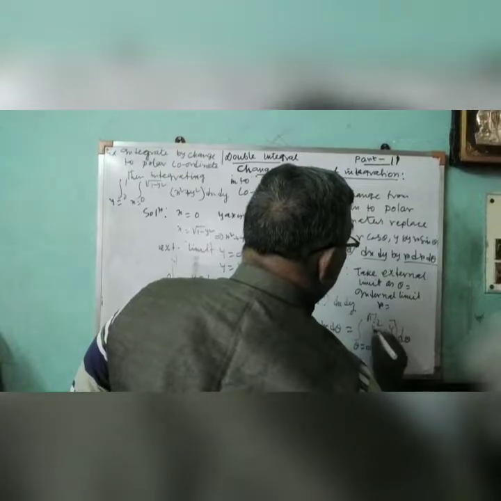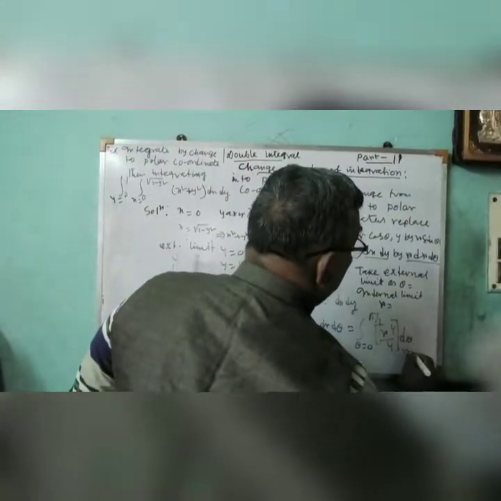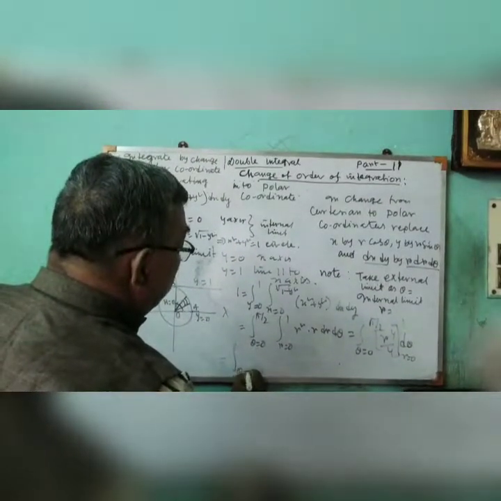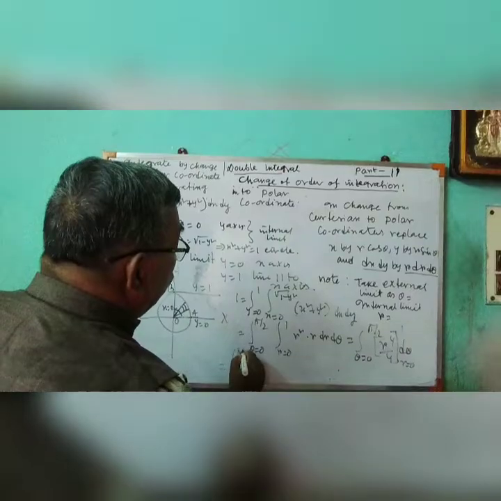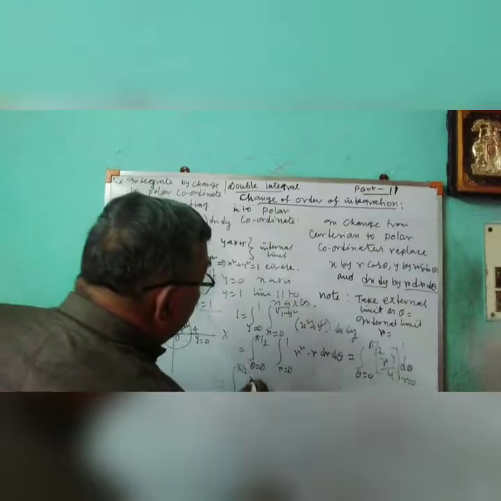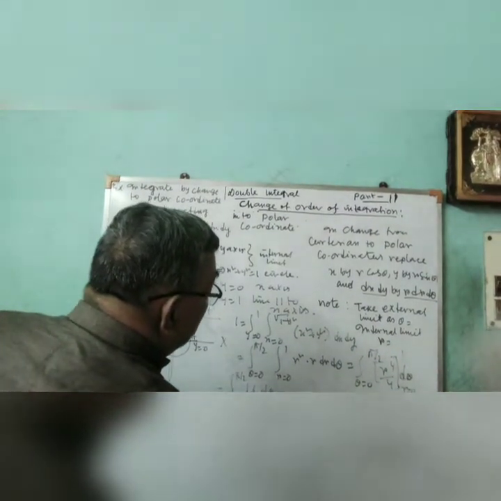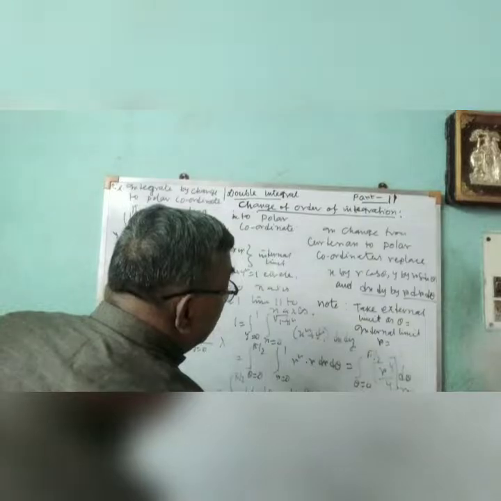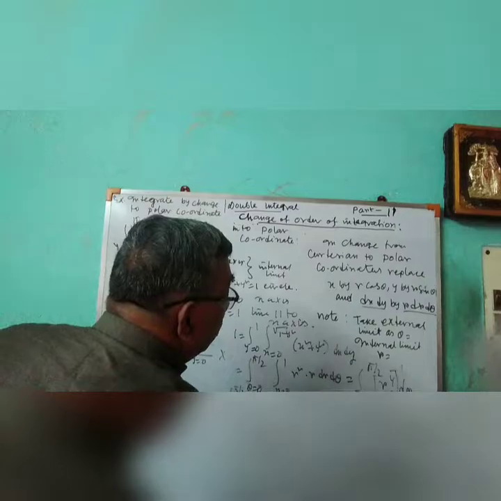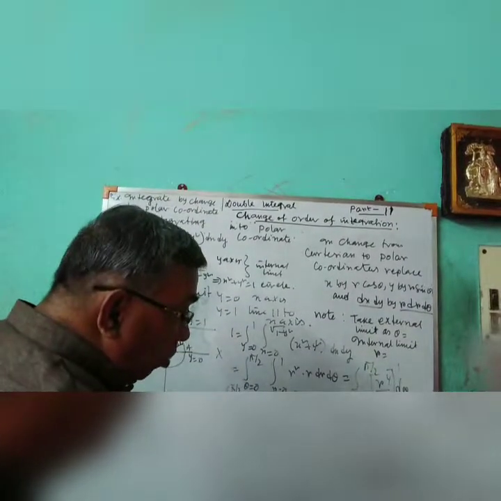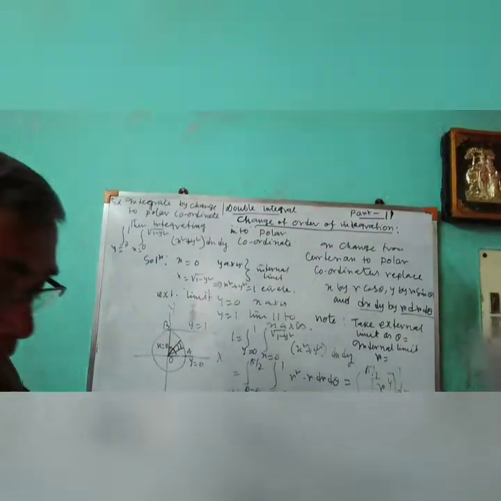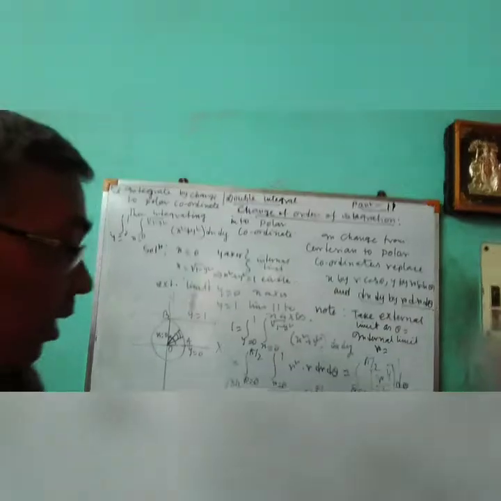For r equal to 0 to 1, upper limit minus lower limit, the theta integral from 0 to pi by 2 has integrand 1 by 4, since the lower limit gives 0. So it is 1 by 4 d theta, that is 1 by 4 into theta, from 0 to pi by 2. Putting upper limit minus lower limit, pi by 8 is the answer.